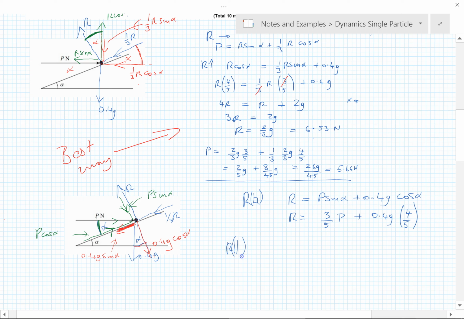Now let's resolve parallel. It's not moving in that direction either. So we can say any forces in this direction are going to be balanced by forces in this direction. So forces upwards, obviously, it's the P cos alpha. And the forces downwards are the component of the weight, 0.4 g sine alpha, and also the other force, which is the friction, which we've marked as a third R.